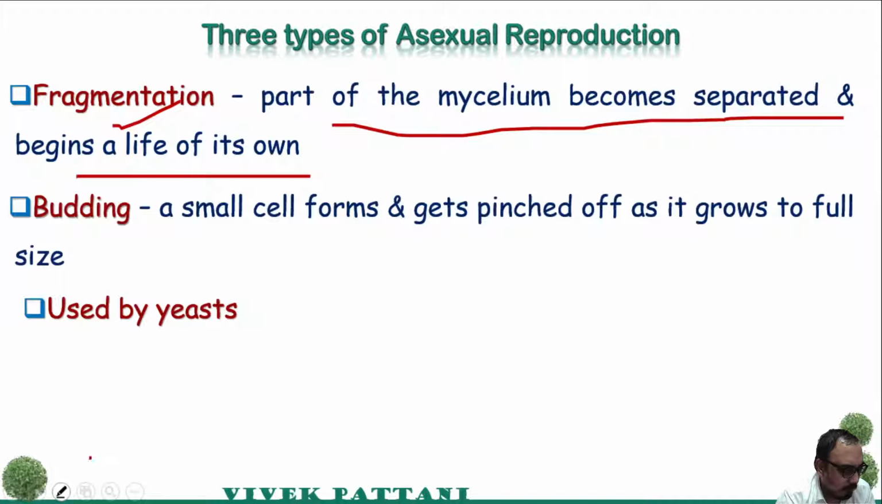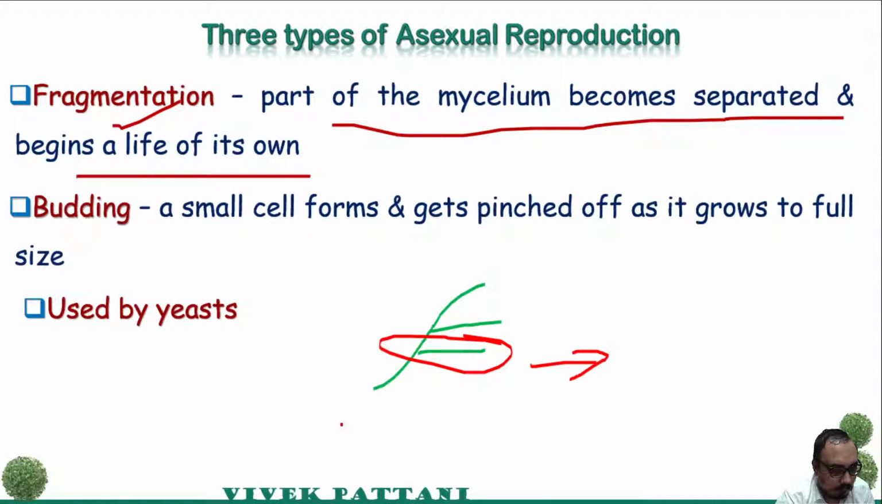So if there is a fungi, let us assume these are basically filaments of the fungi. Now what happens, for example, this fragment of the fungi becomes separated, and this will grow as a new fungi. This will start growing as a new fungi.